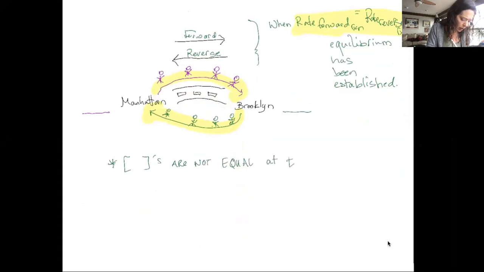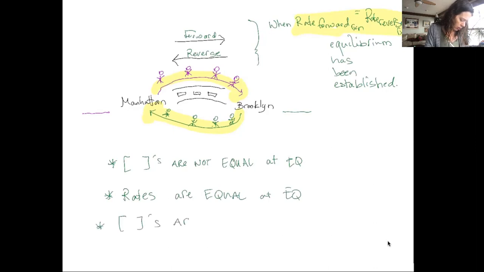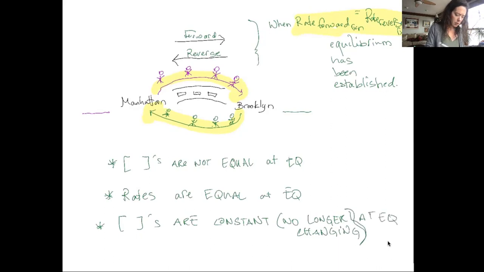at equilibrium. Okay, Rates are equal at equilibrium. Concentrations are constant, that means no longer changing, at equilibrium. Okay, got a little bit messy over there, didn't it? They're no longer changing at equilibrium.